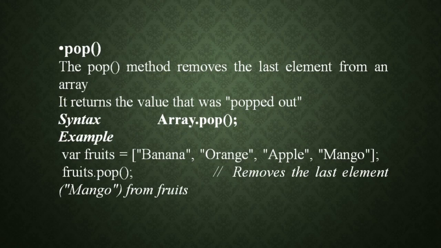It returns the value that was popped out. It means here in this example, fruits, I have taken banana, orange, apple, mango. The topmost element is mango. If I use the pop method, it removes the last element from an array. Now the last element is mango, so it removes the mango. Then again if I call fruits.pop, now it will remove apple. Again, orange.